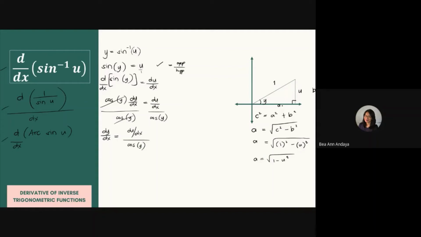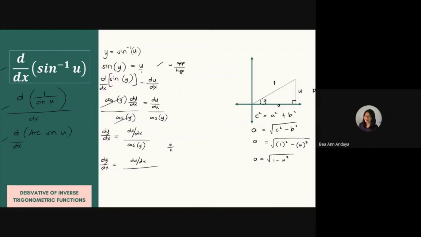Or basically, yung a daw dito ay equal sa square root of 1 minus u squared. From that, I think we can rewrite this derivative of y with respect to x as yung du all over dx, i-retain natin yan, and then ang cosine y natin will be coming from this triangle. Again, cosine is your adjacent all over the hypotenuse side.